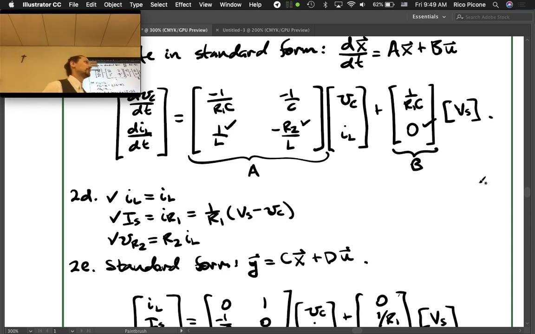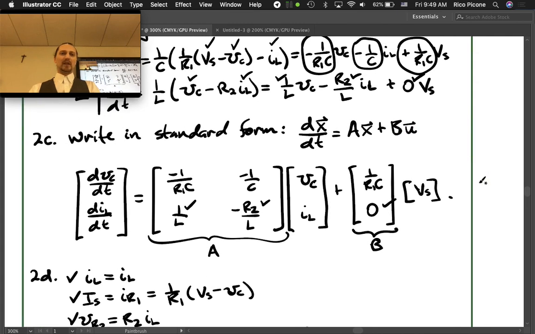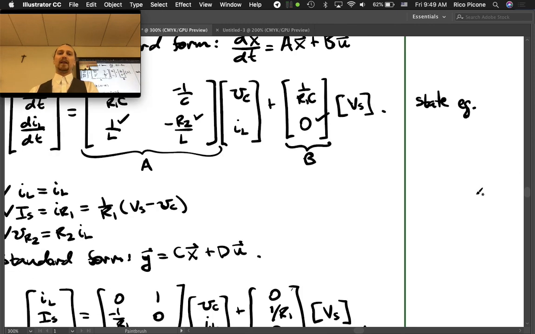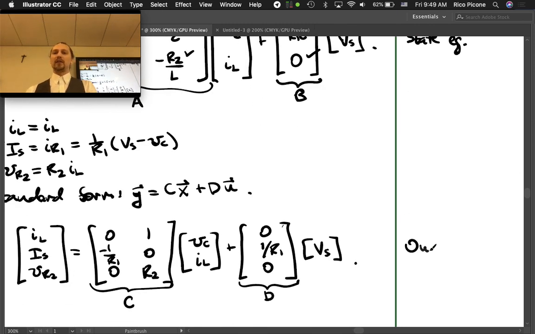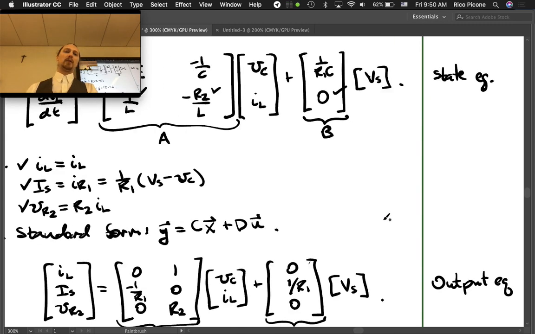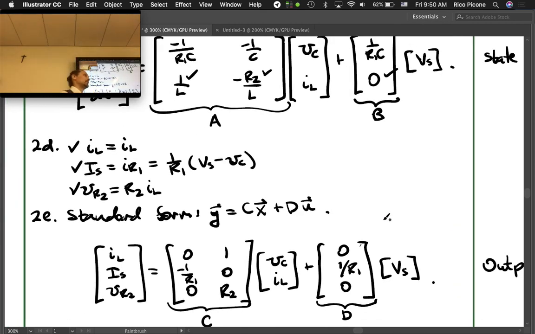The state space model is both of the two matrix equations. Yes, so this is the state equation, and this is part of the state model. And this is the output equation, which is the other part of the state space model. So when you've got your state equation and your output equation, you have a state space model. So we've now gone from a linear graph model all the way to a state space model.